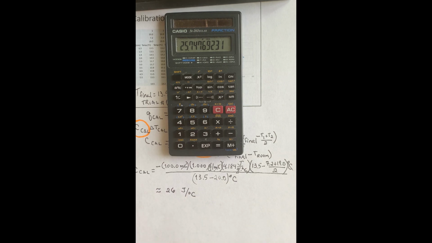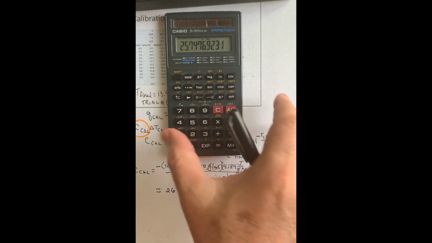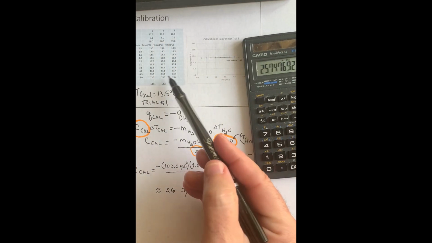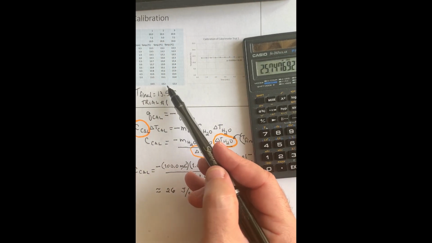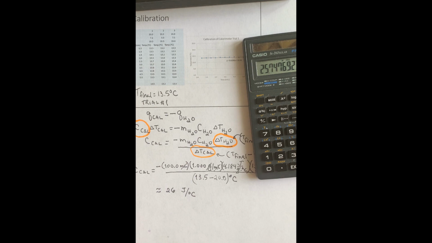Remember, the calorimeter's heat capacity is not a specific heat. In other words, it's not per gram, it's per calorimeter. So what's going to happen now is I'm going to repeat this set of calculations for every one of these trials, with, of course, different temperatures perhaps. And then I'm going to put these into my spreadsheet so that I can then use them for further calculations. All right, so let's go back to our presentation.